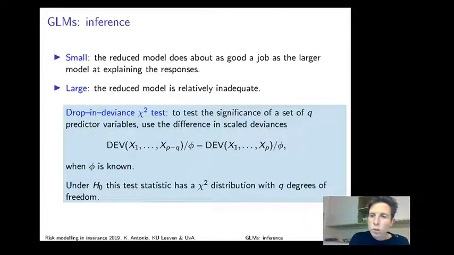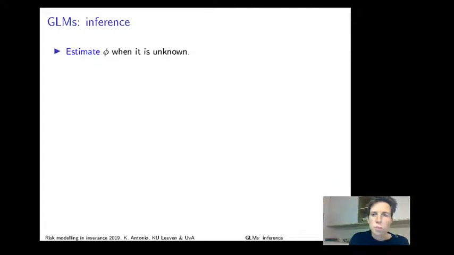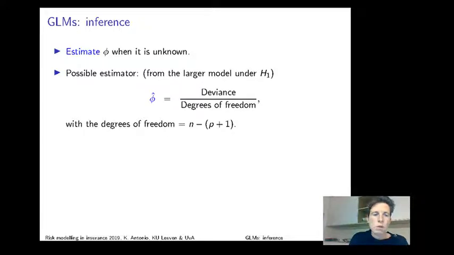But what would you do in case the dispersion parameter phi is unknown? Then you will have to estimate it. And a possible estimator is the following. Use the deviance statistic obtained with the larger model under the alternative hypothesis and scale it by dividing by its degrees of freedom. In a model with p regression parameters and an intercept and a sample of size n, this degrees of freedom would be equal to n minus p plus 1.